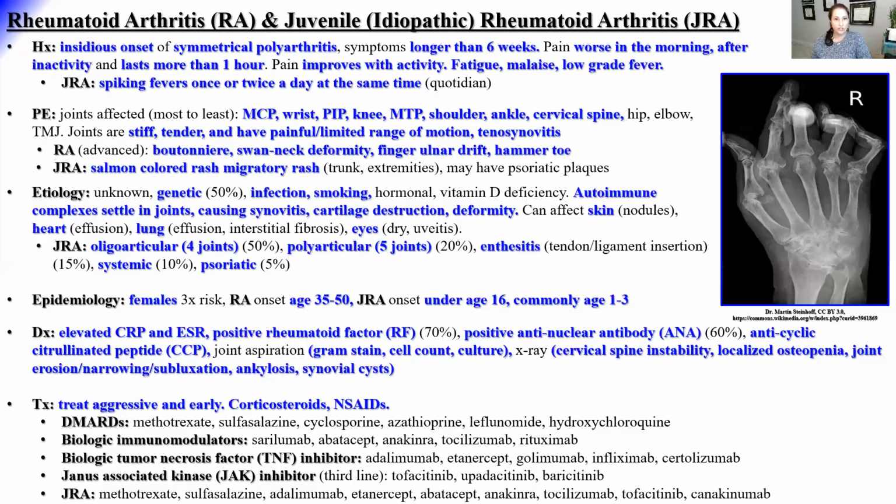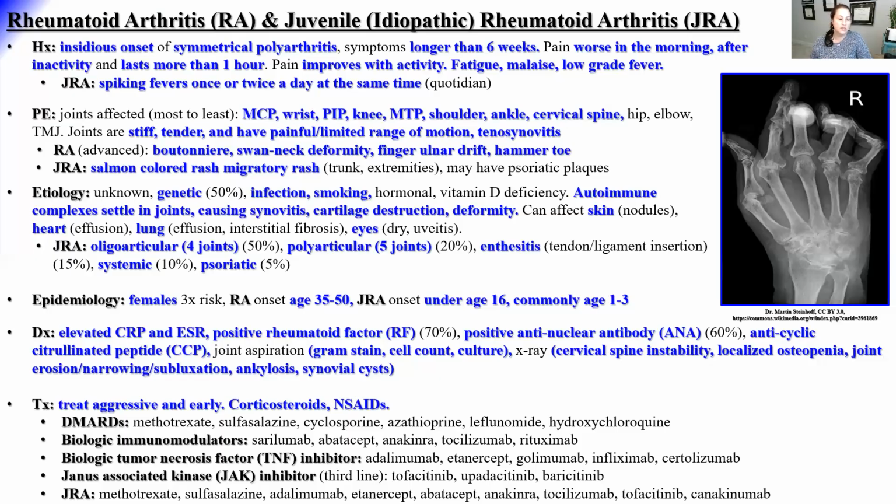On joint aspiration, you can look at analysis for gram stain, cell count, and culture to make sure that this is not an infection. On X-ray, things that we can find that are common: cervical spine instability is very common in people with rheumatoid arthritis. And that tells us we need to be careful with hyperextension of the spine, for example, when we're intubating these patients. They may have localized osteopenia or kind of grayish appearing X-rays.